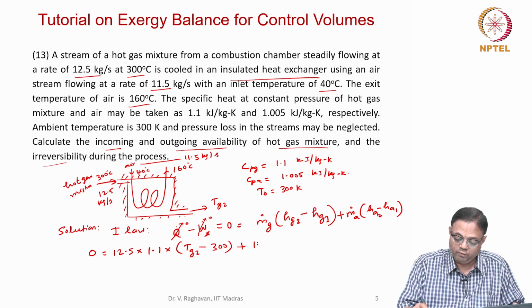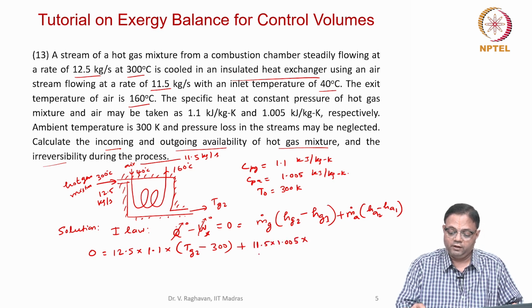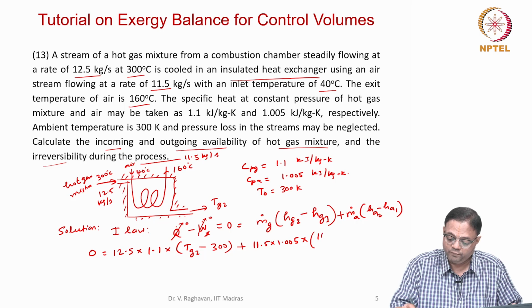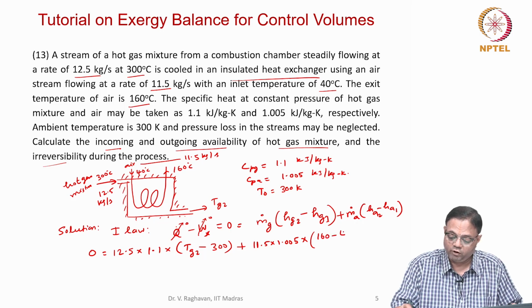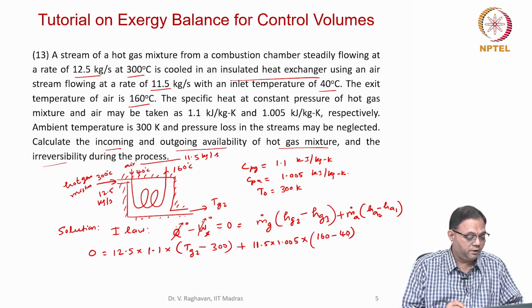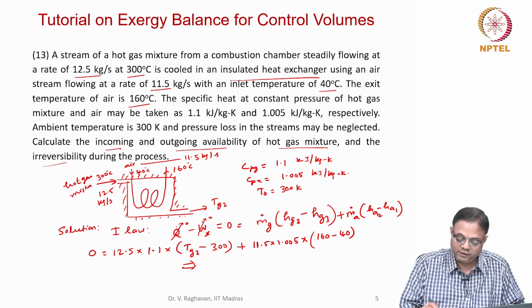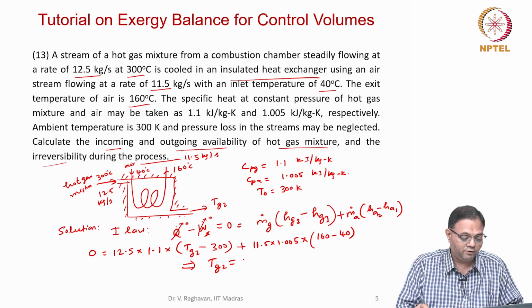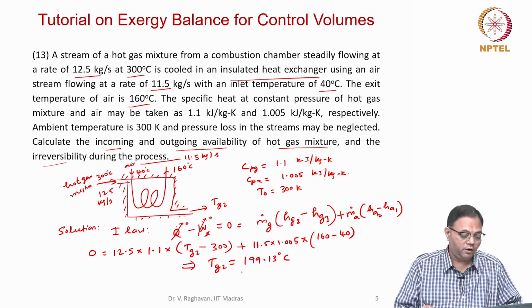plus 11.5 into 1.005, that is m dot for air and Cp air, into outgoing temperature 160 minus incoming temperature 40. So this is the first law expression from which I find the value of the outgoing temperature of the hot gas mixture as 199.13 degrees centigrade, almost 200 degrees centigrade.